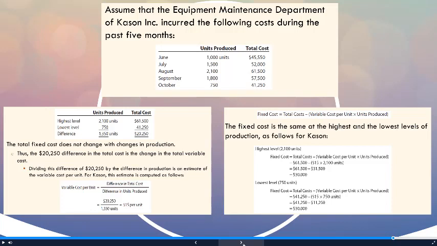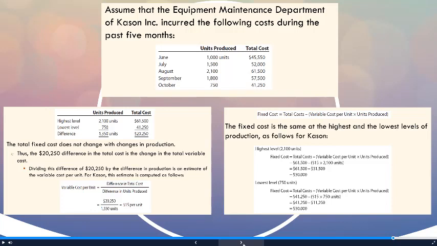Therefore, when we look at this data and we want to go find our highest level, we would go down and we find that in August, our highest cost is $61,500. Therefore, we would pick the data that goes with that, which is 2,100 units produced. And that is our highest level. Then we look to our lowest level. Our lowest total cost is $41,250. And the units that go with that are 750.